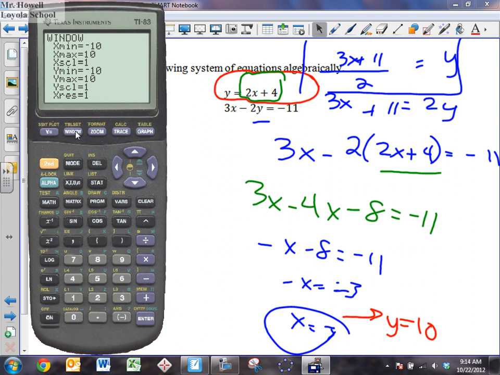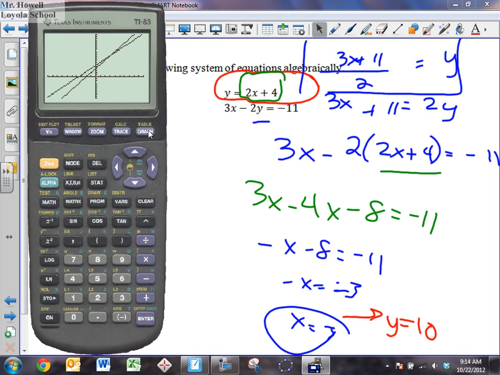Now, under window, I want to go higher on the graph, don't I? So I want to change my y max. It's right now going from negative 10 to 10. Make the y max 20 instead, please. And then press graph. Using the window function is much more useful than using the zoom out and zoom in, because you might know where you want to go.